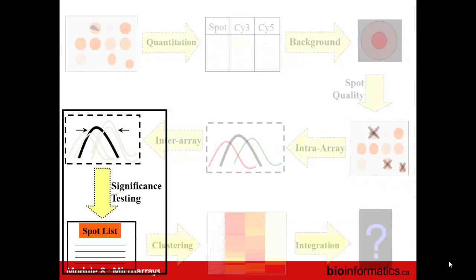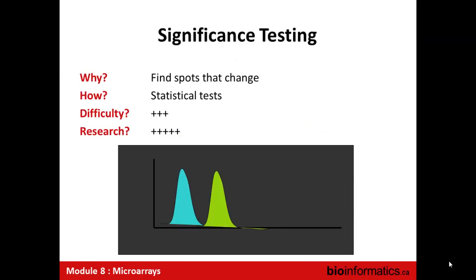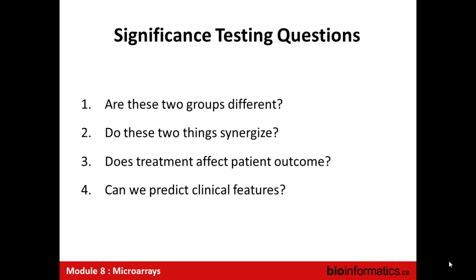So very quickly on significance testing, this is what you're going to talk about a lot this afternoon. In some fundamental way, statistics is statistics, and just because you do it for microarray data, it doesn't change all that much. That being said, statistics for microarrays has a couple of unique features. There are some ways to take advantage of the dimensionality. And the most common statistics questions that we get in microarray data are, clearly, are two groups different, and do two things synergize?